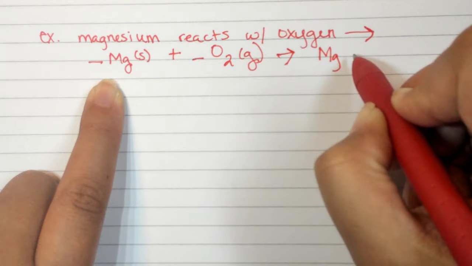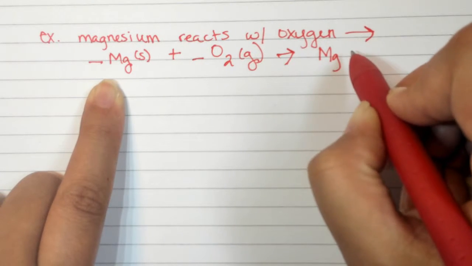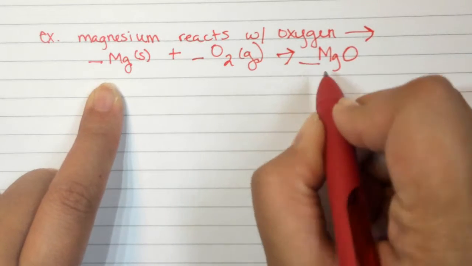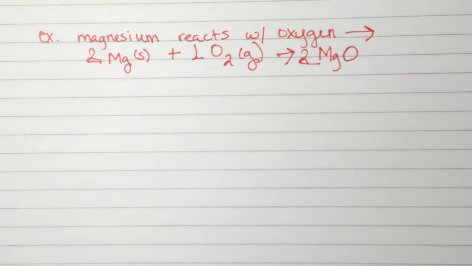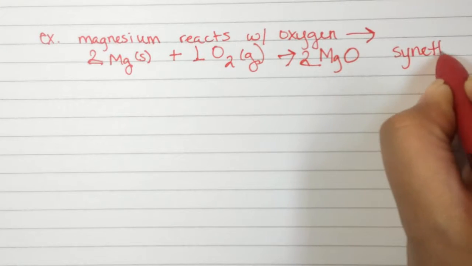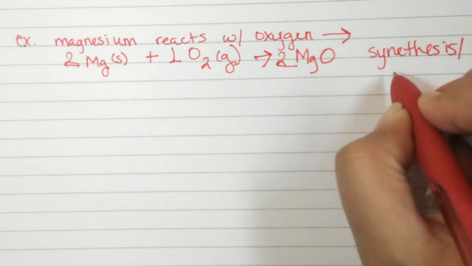We have Mg and O, and you just consider oxidation states. Magnesium has a +2, oxygen has a -2, so it's a 1-to-1 ratio. So this is synthesis. Okay, we have to put a 2 here and a 2 here to balance it out, and it's good. I would identify this as synthesis, or I would take combustion if you put combustion.